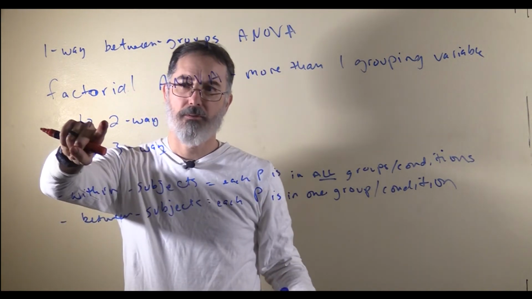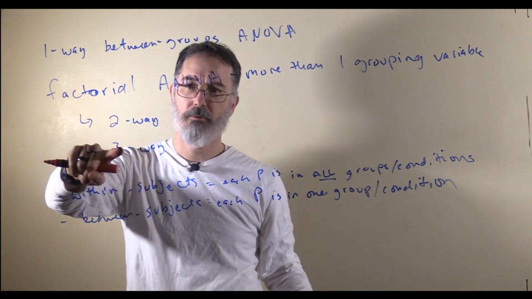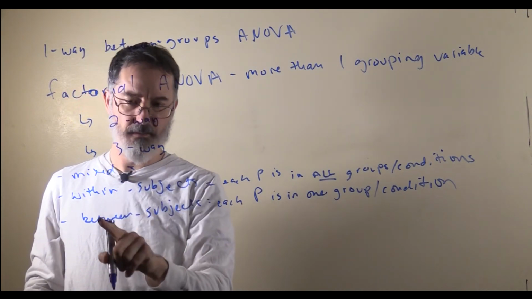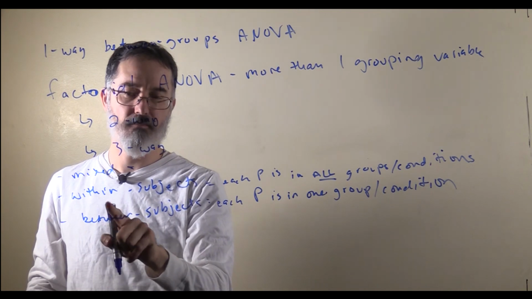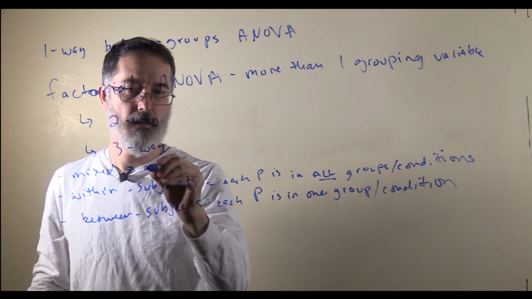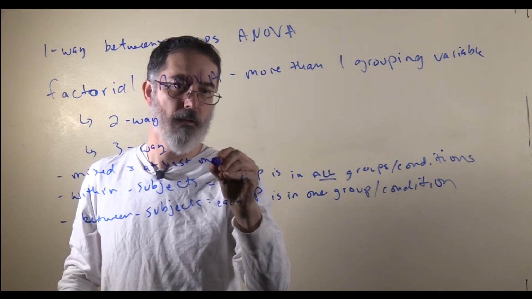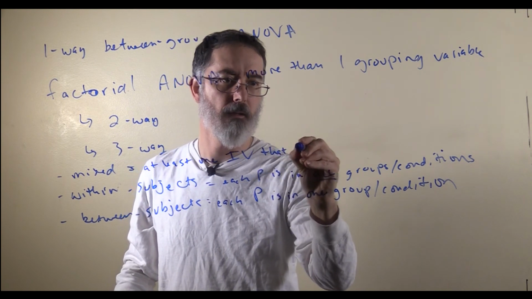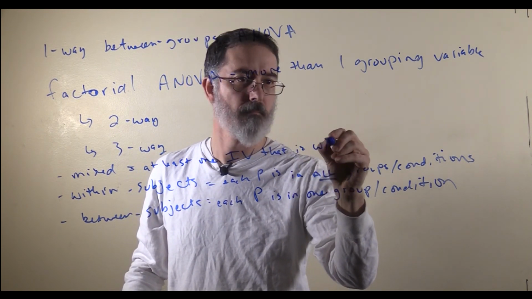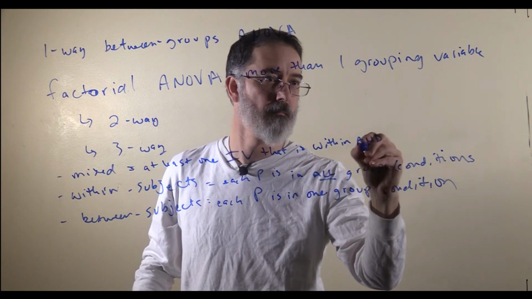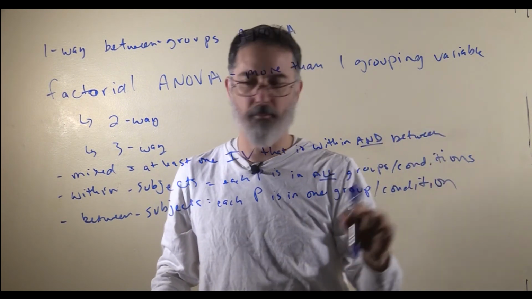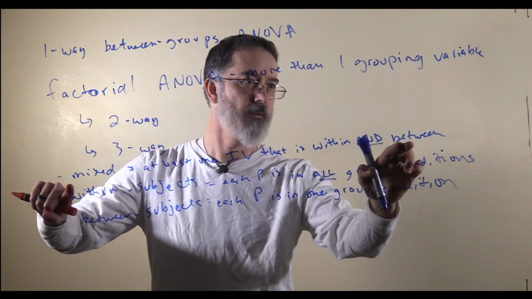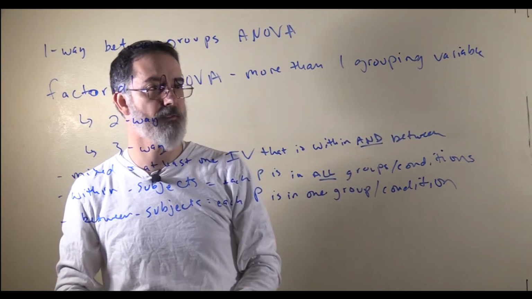And it's possible with a two-way factorial ANOVA or a three-way that you could have another situation which is called mixed, where there's at least one variable that's between subjects and at least one variable that's within subjects. I'll call those independent variables, those are the grouping variables. So each variable is either within or between, but for mixed you have one variable that's within and one variable that's between, at least. You could have more than one of each of those.